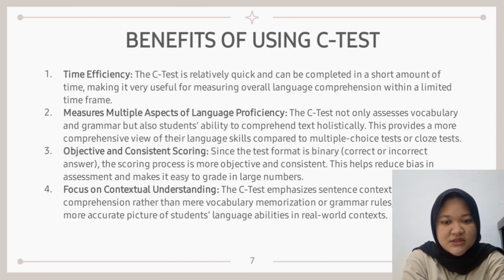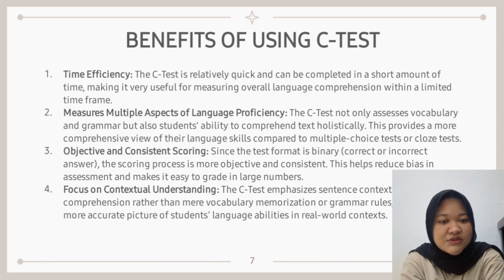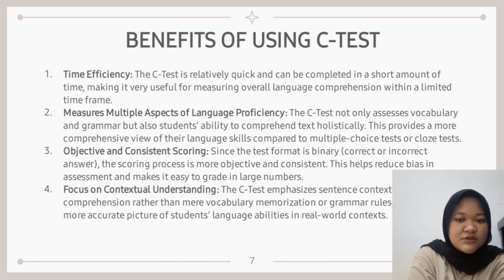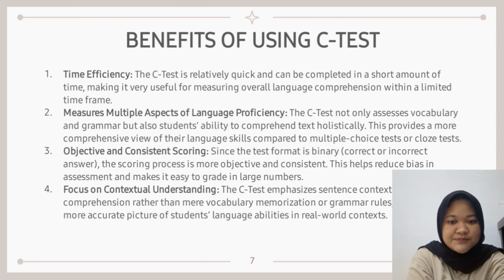The second one is measure multiple aspects of language proficiency. The C-test not only assesses vocabulary and grammar, but also students' ability to comprehend text holistically. This provides a more comprehensive view of their language skills compared to multiple choice tests or closed tests.